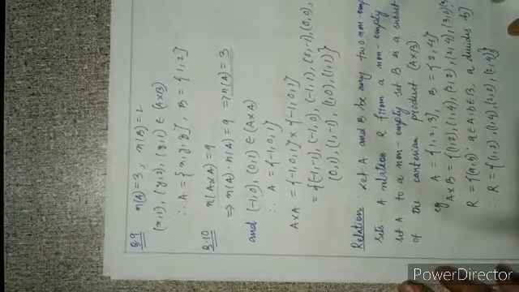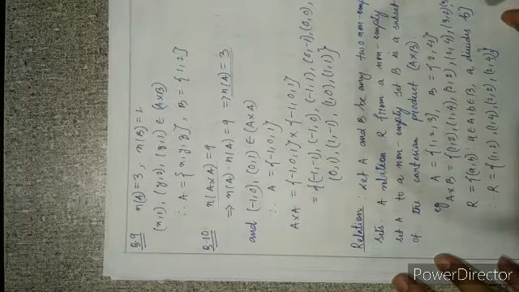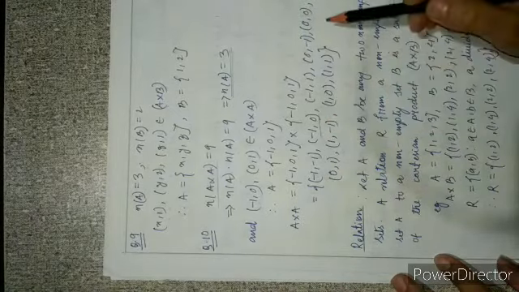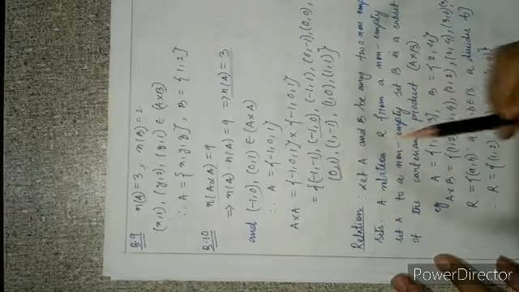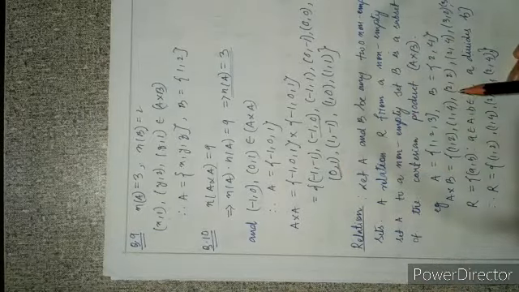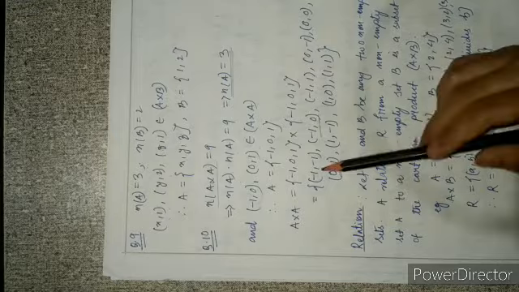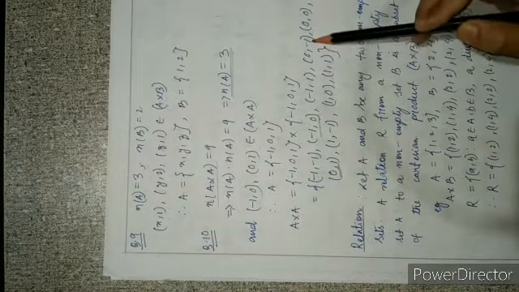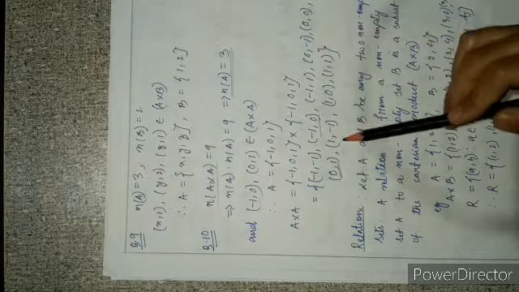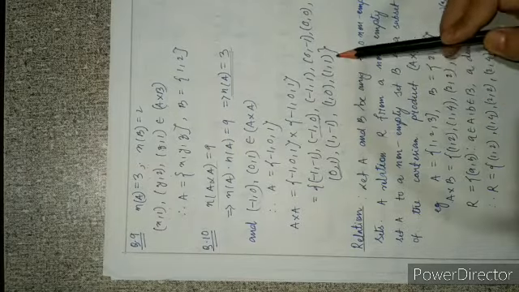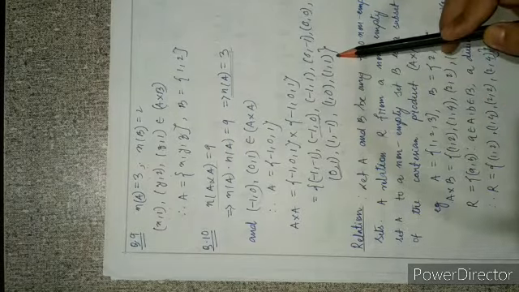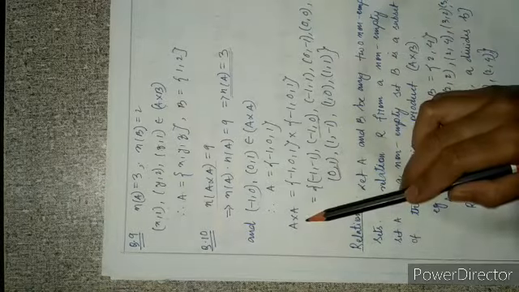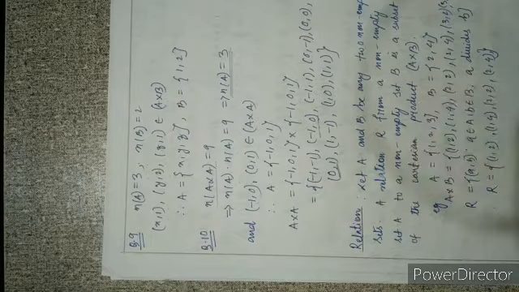The question says write the remaining elements of A cross A, excluding (-1, 0) and (0, 1). Therefore the remaining elements are (-1, -1), (-1, 1), (0, -1), (0, 0), (1, -1), (1, 0), and (1, 1). These are the remaining elements of the Cartesian product of A cross A.